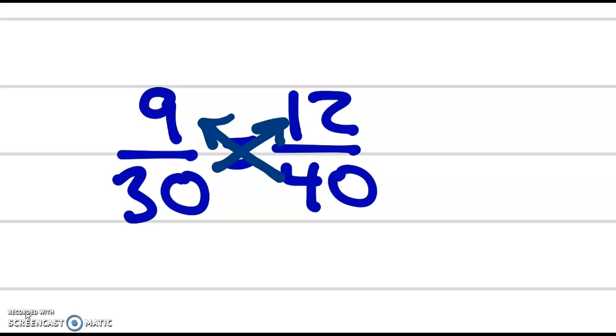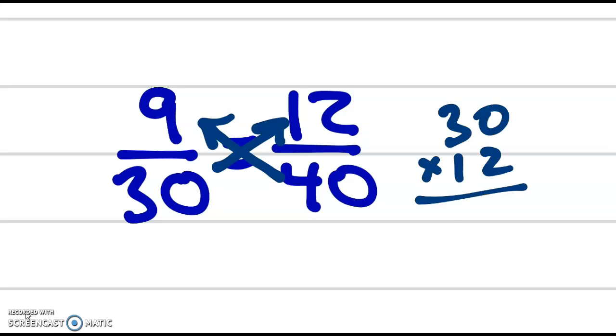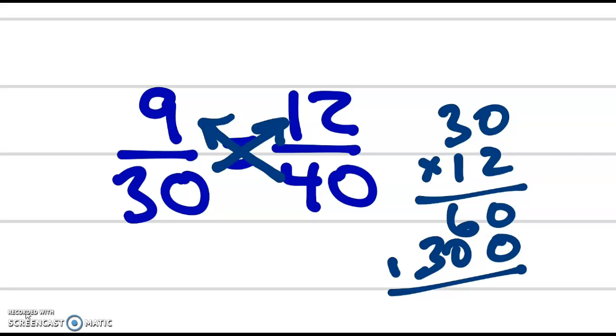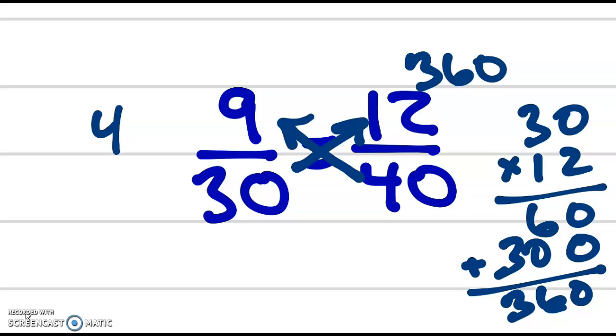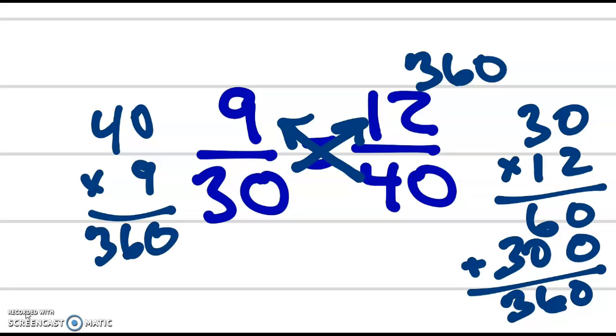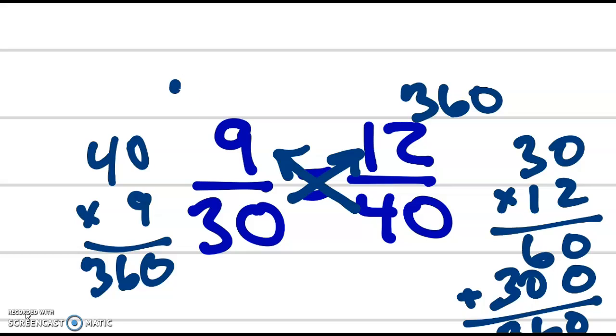But do 30 times 12. 2 times 30 is 60. Placeholder, 1 times 30 is 30. Add those up, that would be 360. And then 40 times 9. Well, 9 times 0 is 0, and 9 times 4 is 36. So that would be 360.